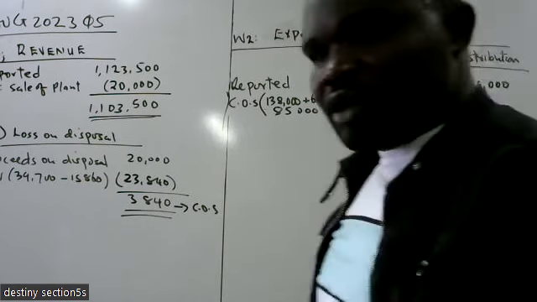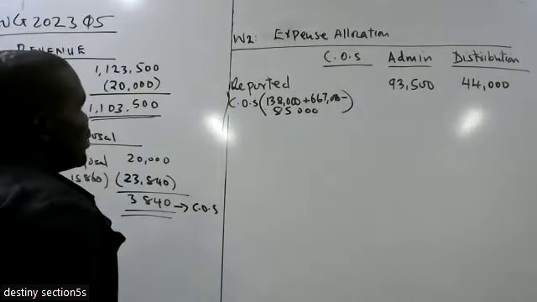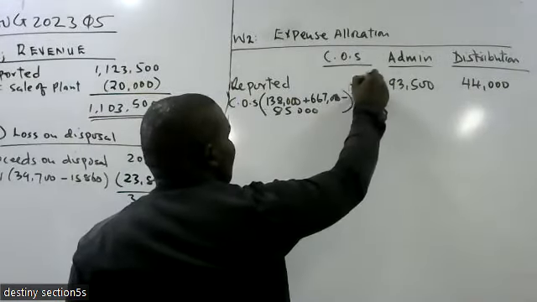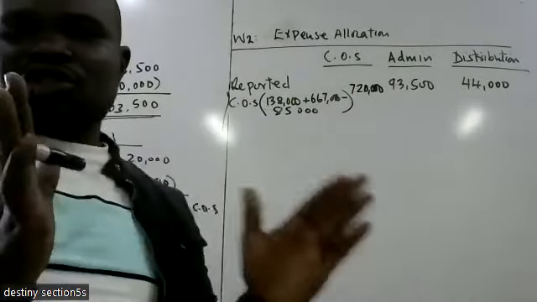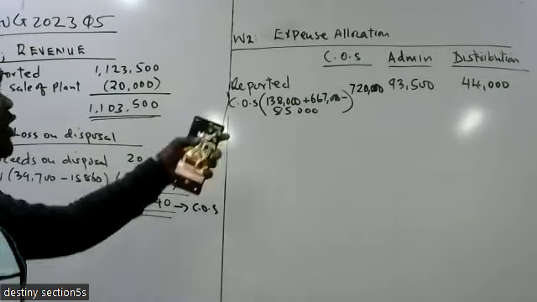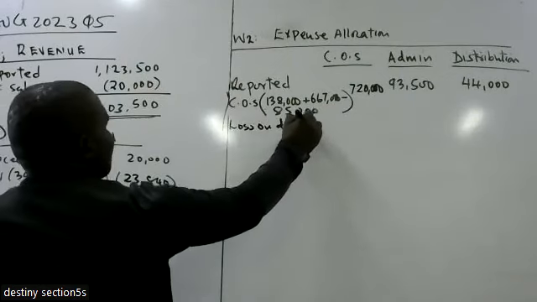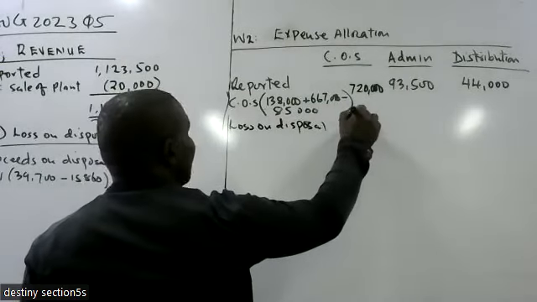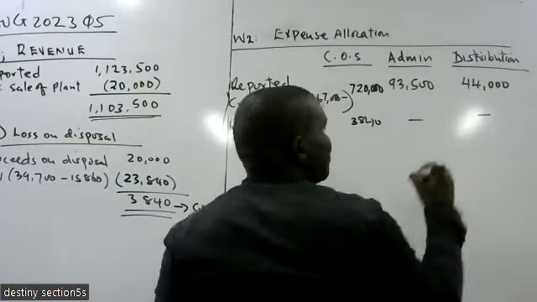So people are getting 720. Olympia, 720, thank you. Then now, there are some items, remember in published accounts, you compress them. There are some items they want us to compress. So one, they have said this loss on disposal, they want it to be part of cost of sales, 3,840.